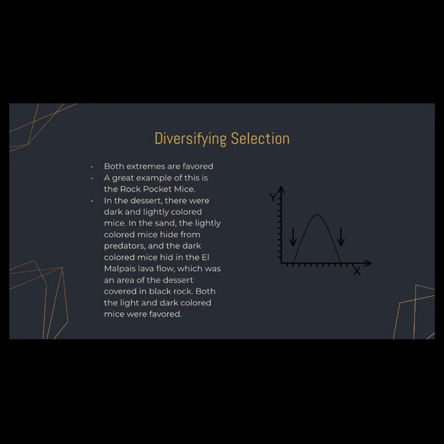Before the eruption, the dark-colored mice were at a disadvantage because they could not effectively hide in the lightly colored sand region due to their color, but because of the eruption, both extremes of color were favored. The intermediate mice, or the mice with gray colors, could not survive in either region, depicting that only extremes are favored in diversifying selection.